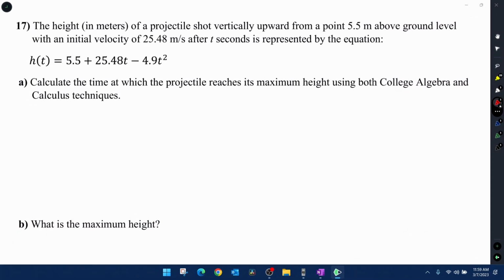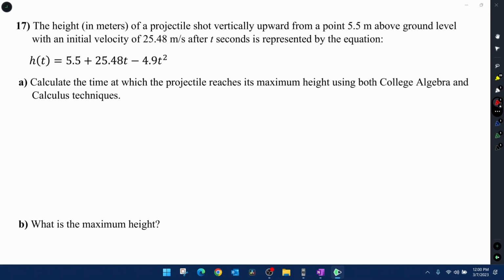The height of a projectile shot vertically upward from a point 5.5 meters above the ground with an initial velocity of 25.48 meters per second after 2 seconds is represented by, and then here's the equation. Can you tell that it's quadratic? Yeah. So I'm going to want you to calculate the time at which it reaches its maximum height. Would it also be correct to say I need to know when it reaches its maximum height? Yes. When is time, right? But did you see the time is where the x's are?